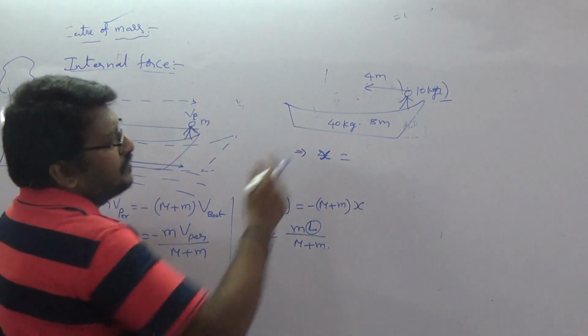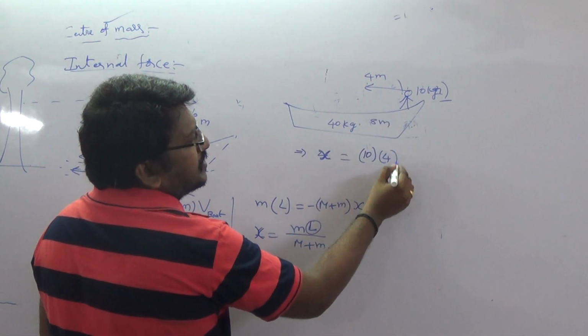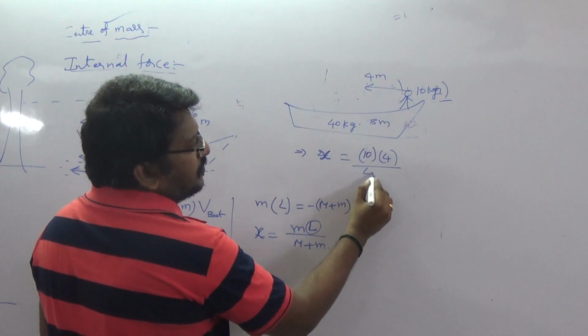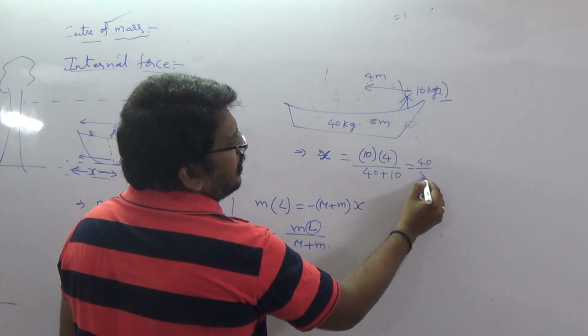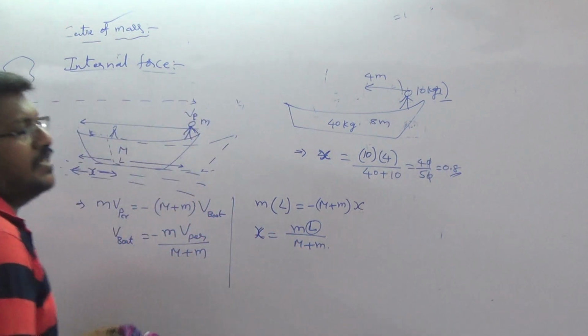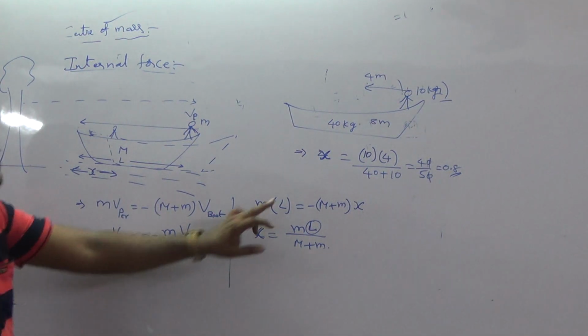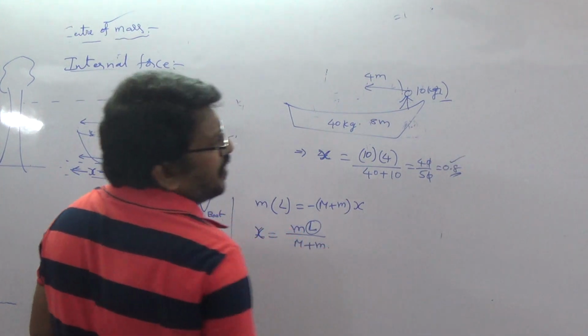Mass of the boy is 10 kg. Walking length is 4 meters, divided by capital M 40 plus small m 10. So 40 by 50, that is equal to 0.8 meters, given the data. So the shift of the boat in the opposite direction is 0.8.